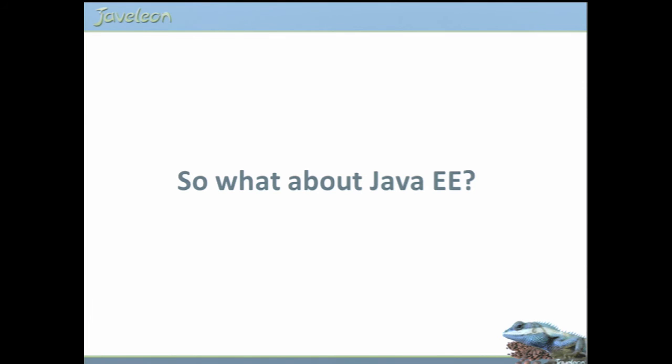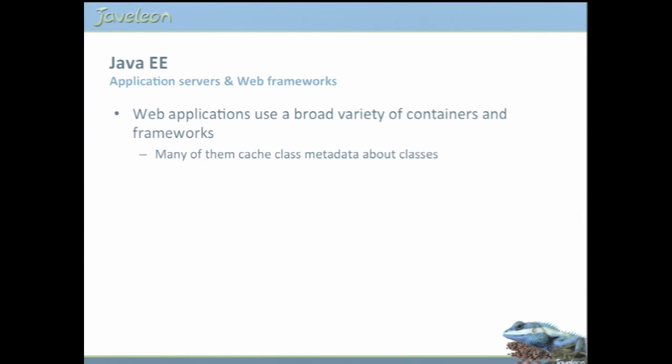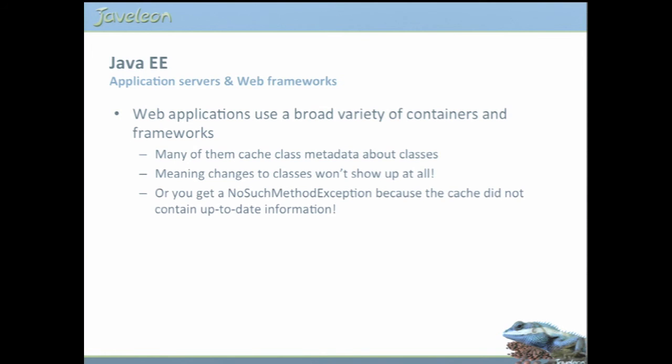So what about Java EE? Can we do something about all those application servers and web frameworks that have a number of different things we need to take care of when dealing with class reloading? All of these web applications use a broad variety of containers and different kinds of web frameworks. Many of them tend to use really aggressive caching for storing class metadata. When you change a class and add a new method, you will probably end up with a no such method exception or similar, just because it did not happen to be in that cache.